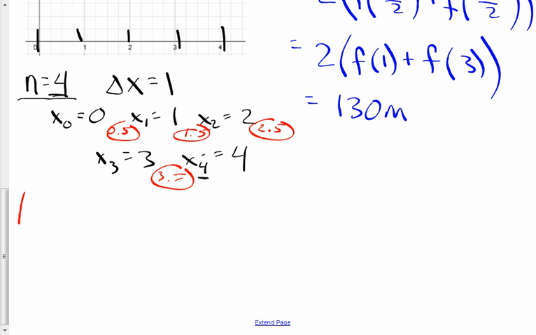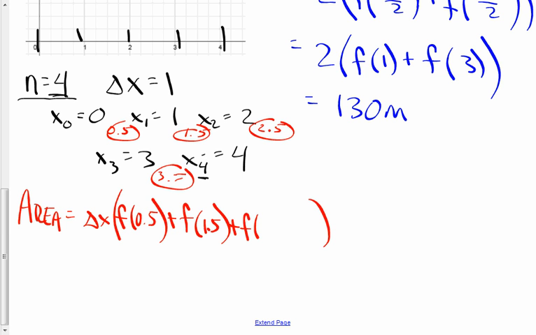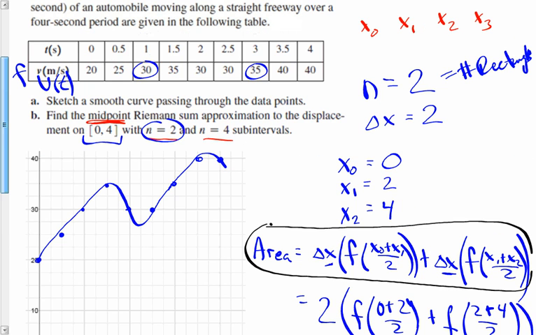So really, my area now is equal to delta x times all of those function values, right? F of 0.5 plus f of 1.5 plus f of 2.5 plus f of 3.5. Add up all those function values and multiply by delta x. What's delta x? 1. So we're going to add up f of 0.5, or in this case, again, I'm using f, but we really should be using v. I'm going to add up all of those function values circled in red.